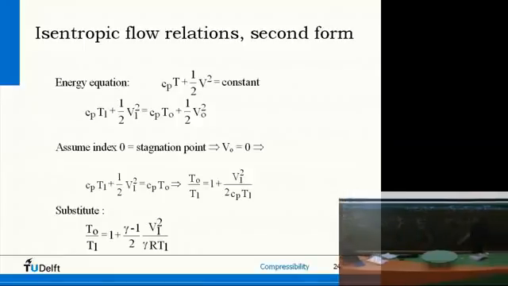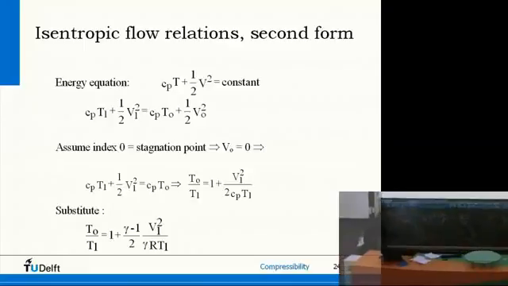So what is CP actually equal to? CP is equal to R divided by that one, divided by gamma minus 1 times gamma.